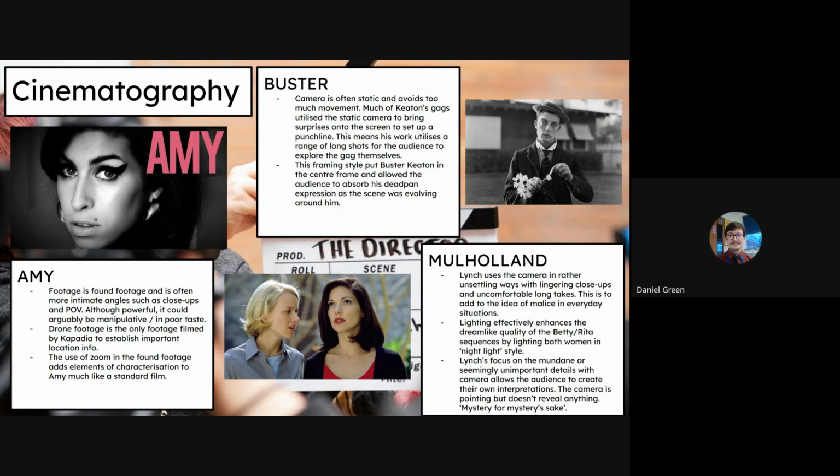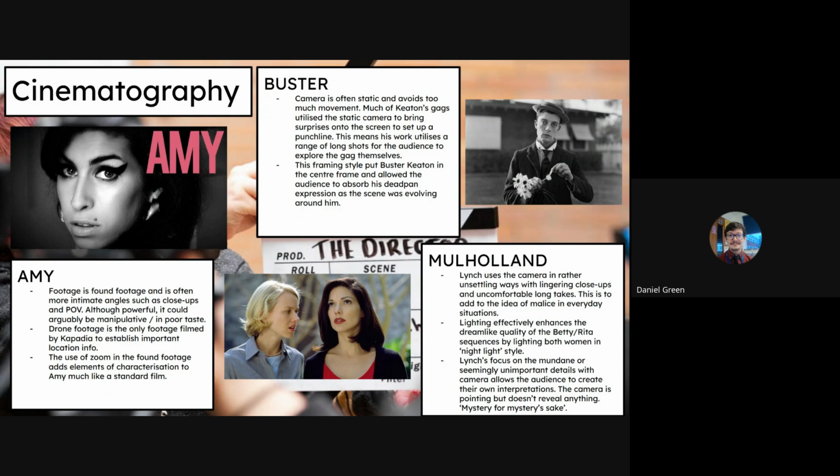In Buster Keaton's work, camera is often very static and avoids too much movement. Much of Keaton's gags utilize the static camera to bring surprises onto the screen to set up a punchline. So his work utilized a lot of long shots for the audience to explore the gag themselves, so we can watch everything coming together on the screen without it moving around too much.